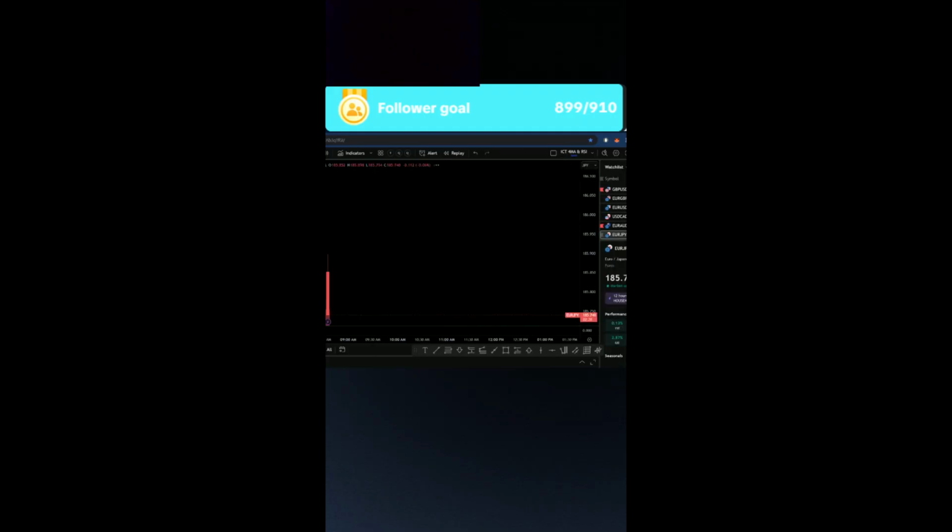Euro JPY. I don't even know. What did it do? It must have stalled. Let me reload this page. EJ got messed up. Let's go back to EJ. Yeah, so EJ just tanked.